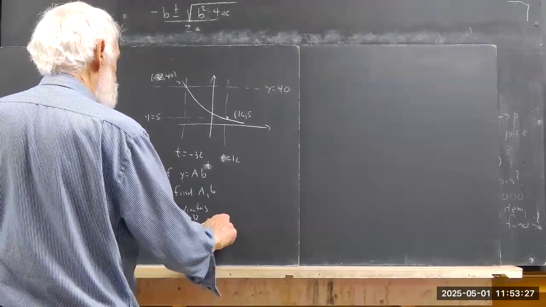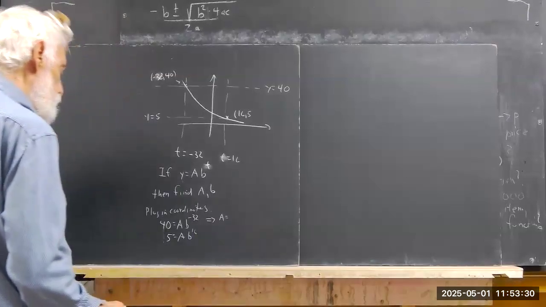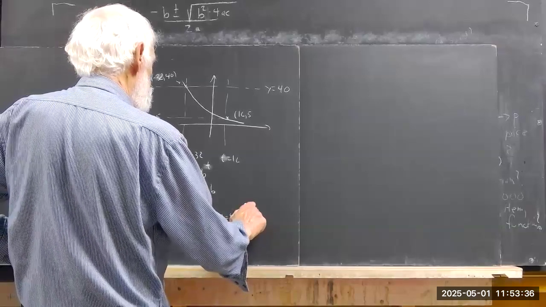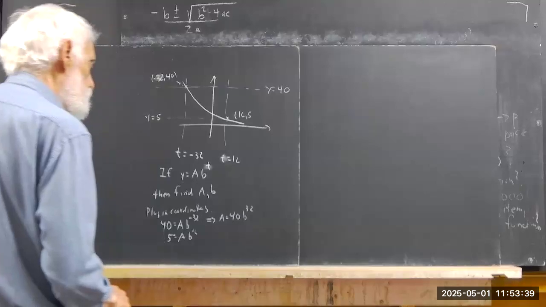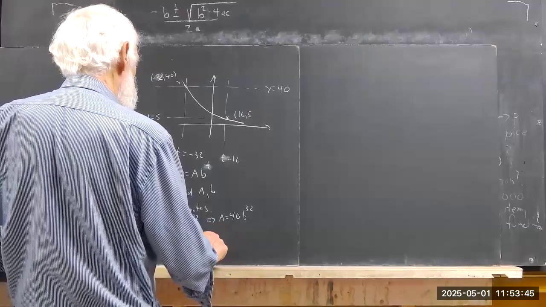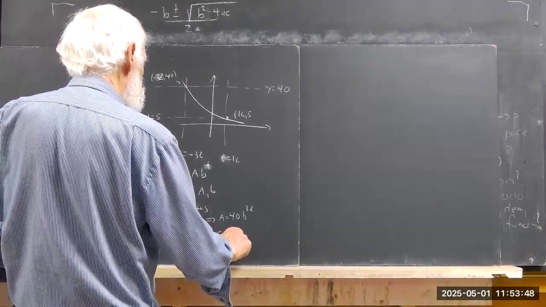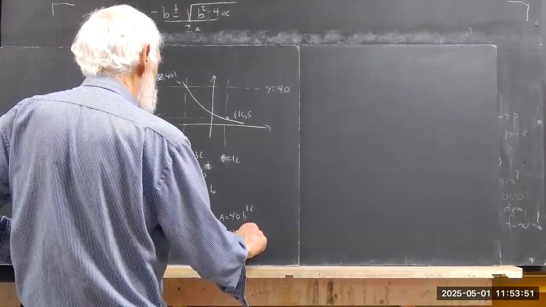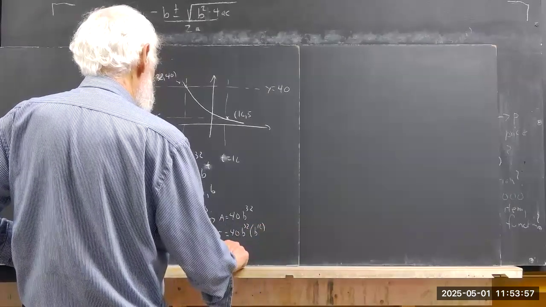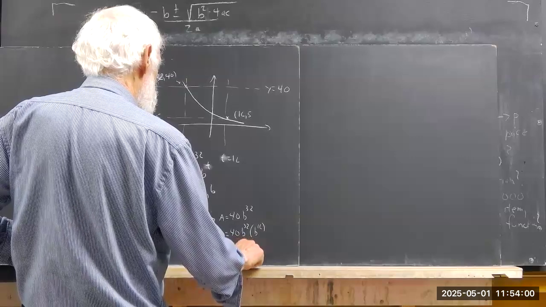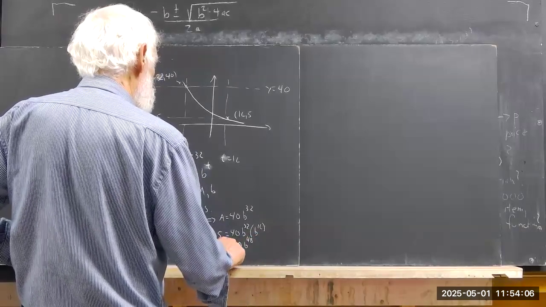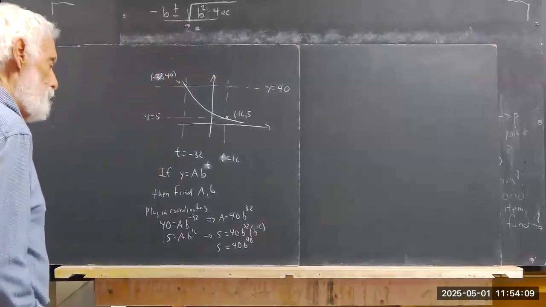Okay, so from the first equation, you get a equals 40 times b to the 32nd power. And then plugging that into the second equation, you get 5 equals 40 b to the 32nd times b to the 16th, equals 40 times b to the 48th power.